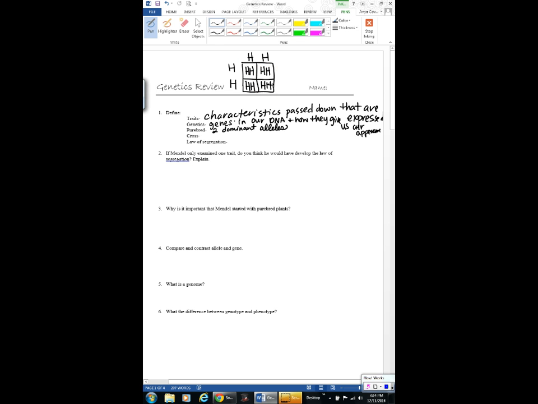Okay, so a cross is just when you take two different alleles and you cross them to get the probability of what your offspring are going to look like. And this could be in plants, this could be in humans.